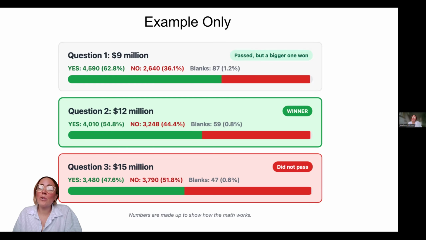Since the highest level of override to pass, or the question that gets more yeses than nos, takes effect on July 1st, in this case, the winner was Question 2, the $12 million override.